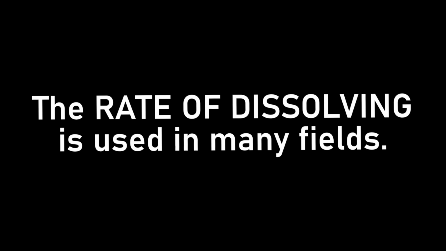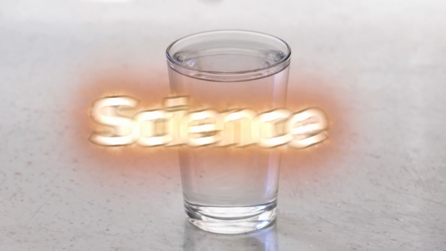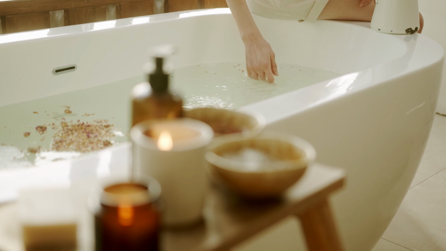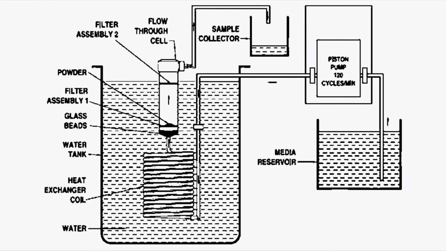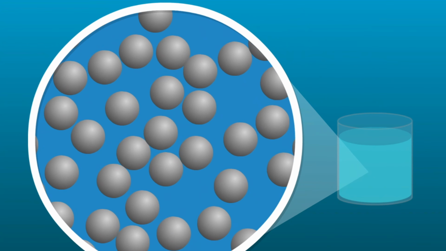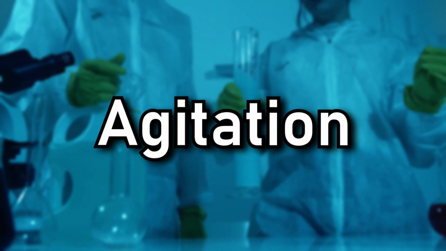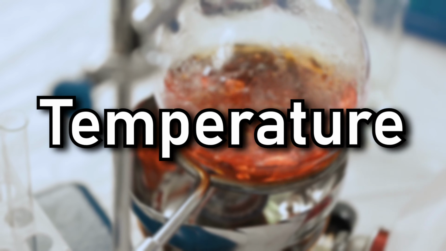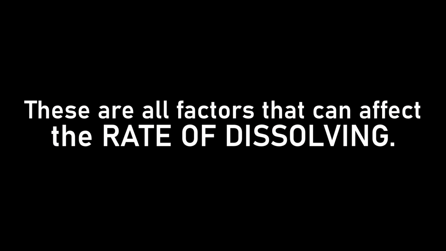And the rate of dissolving is used in many fields, including culinary, science, and engineering. These specialists use a variety of equipment and factors to measure the rate of dissolving, and these factors affect the number of collisions between solute and solvent particles in a given period of time. Some examples of this include agitation, temperature, and surface area. These are all factors that can affect the rate of dissolving.